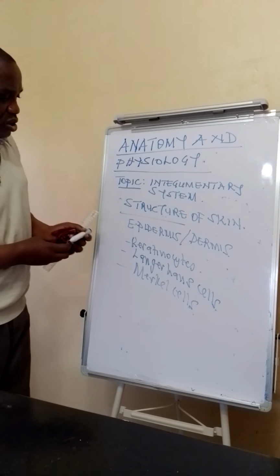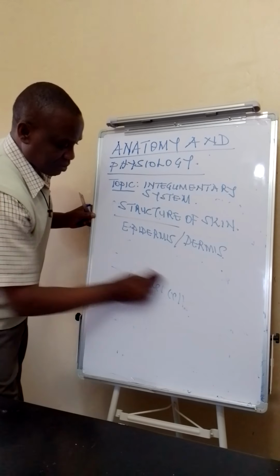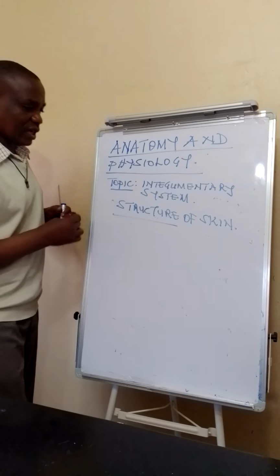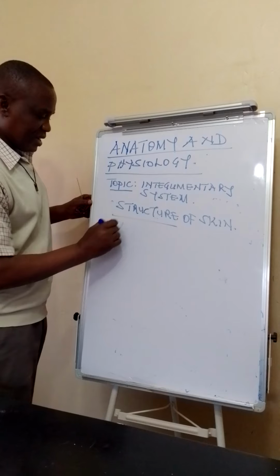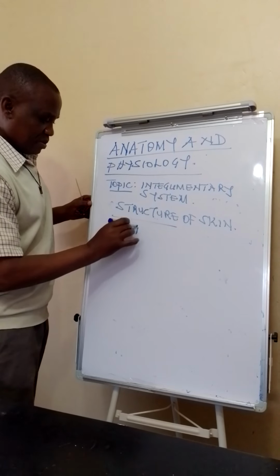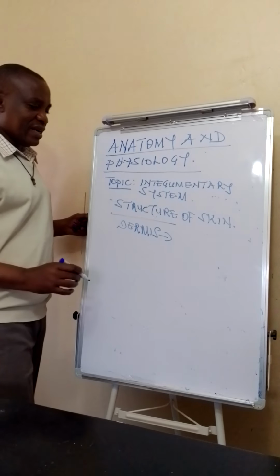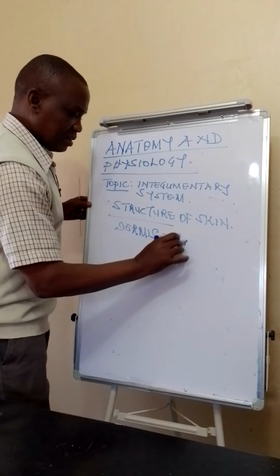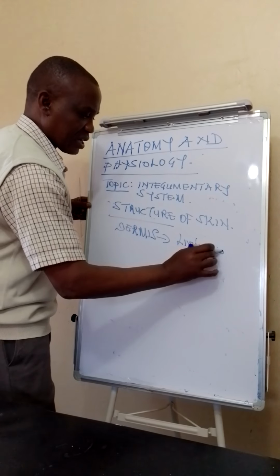Then we go to the dermis. The second part of the skin is the dermis. This one is said to be the living component of the skin.